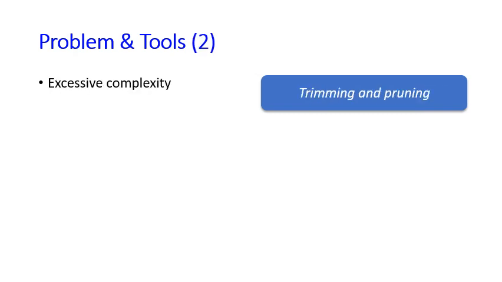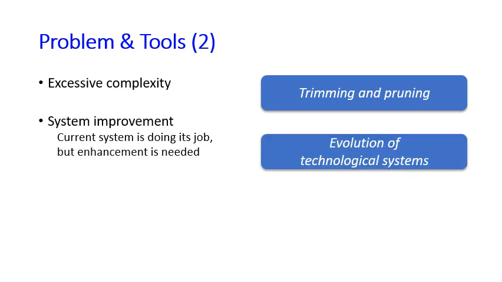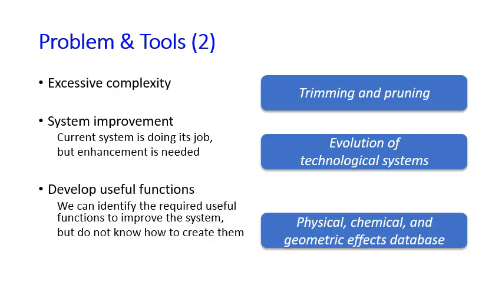For excessive complexity, TRIZ suggests trimming and pruning. For system improvement, TRIZ suggests looking at the evolution of technological systems. And finally, when we know that we have to develop new functions, but we have no idea where to start or how to create them, then TRIZ has a physical, chemical, and geometric effects database to help us solve this problem. I'm going to discuss these problems and the corresponding tools in the next presentation.